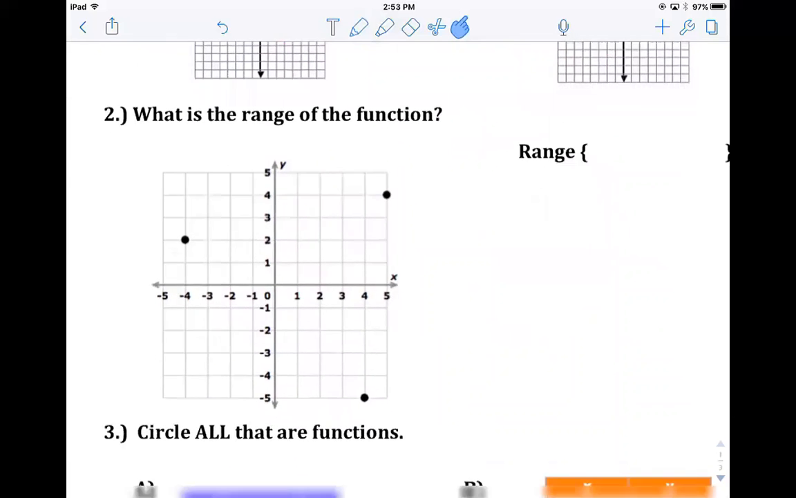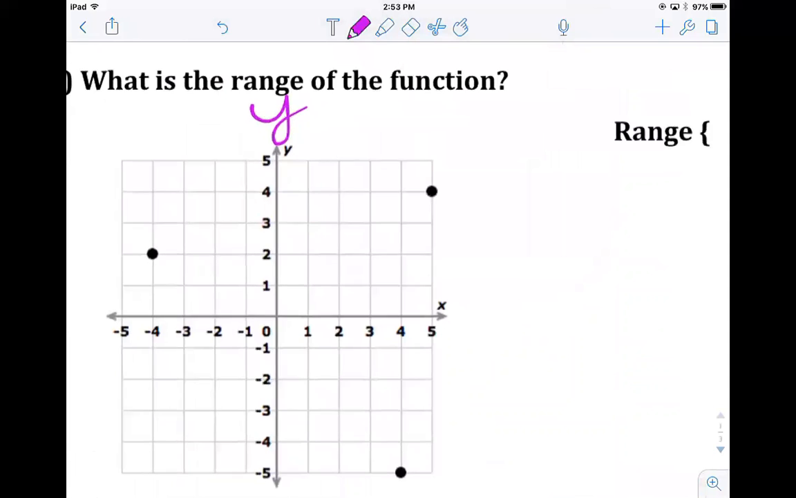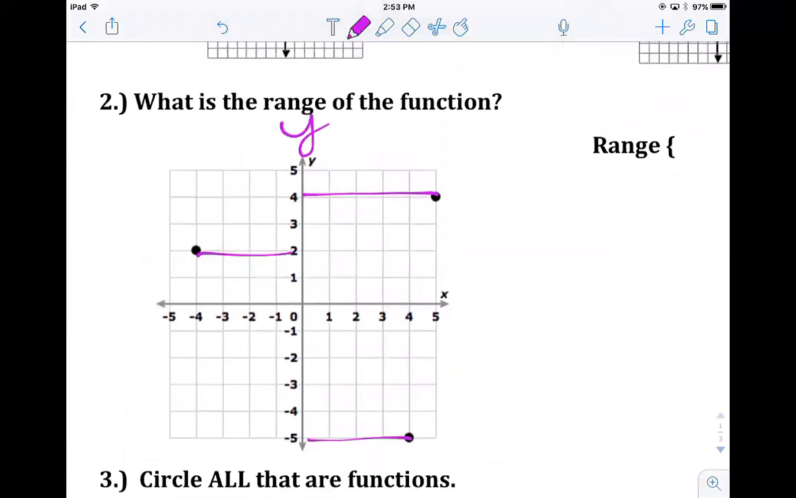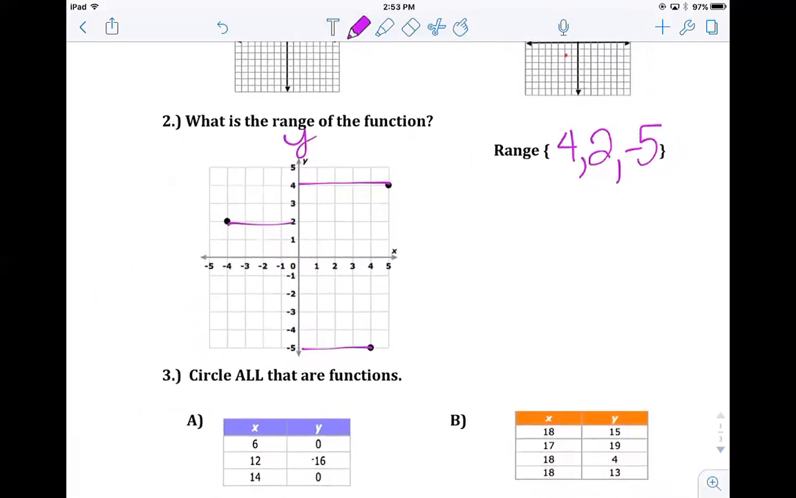So problem 2, it says, what is the range? And range is your y values. So in class, we talked about drawing a line to the y-axis so you can see what those numbers are. And then you're making a list. And it does not have to be in order from smallest to largest. It could be random as long as you have those right numbers.